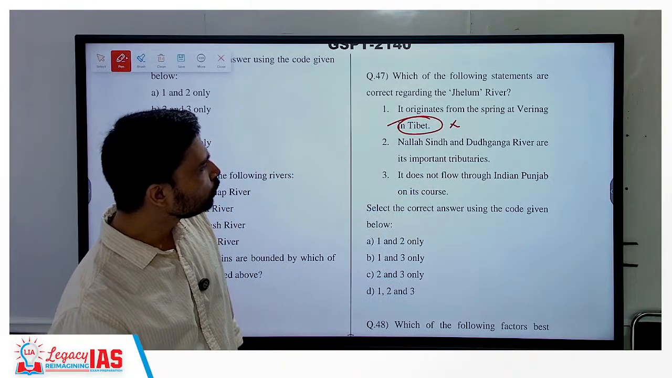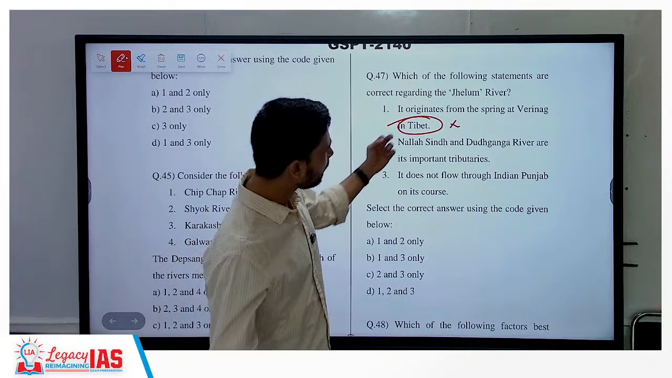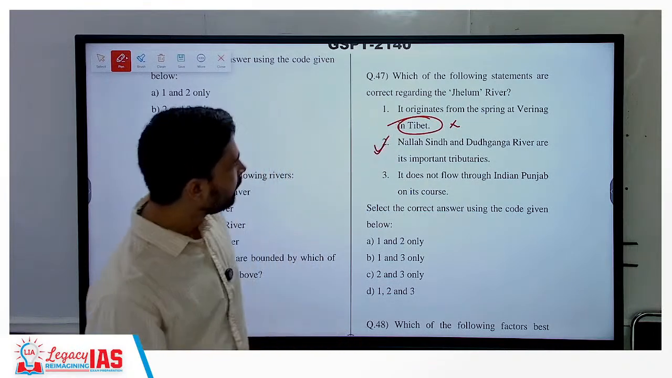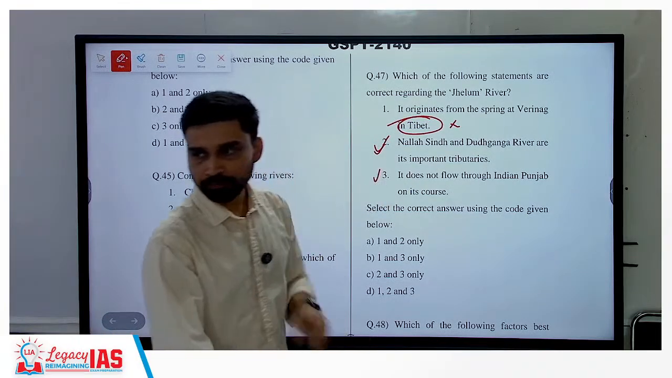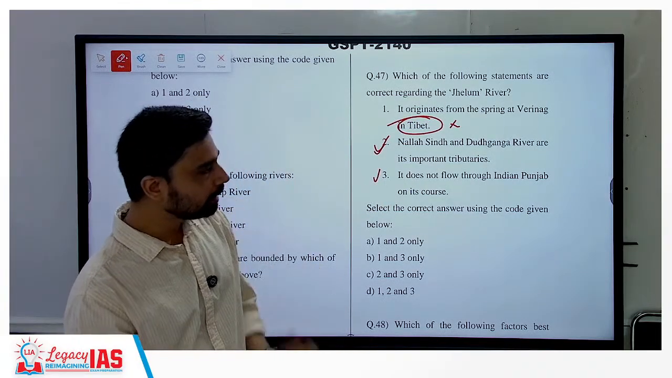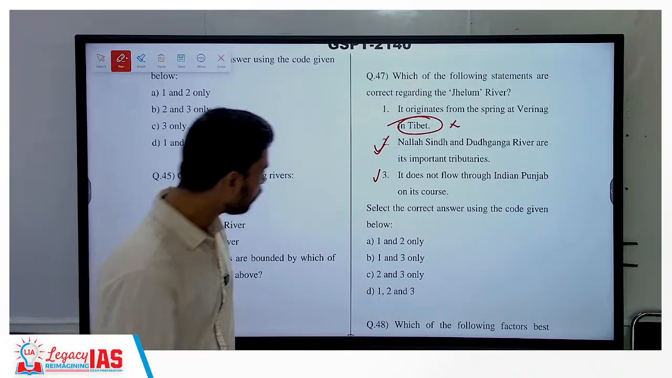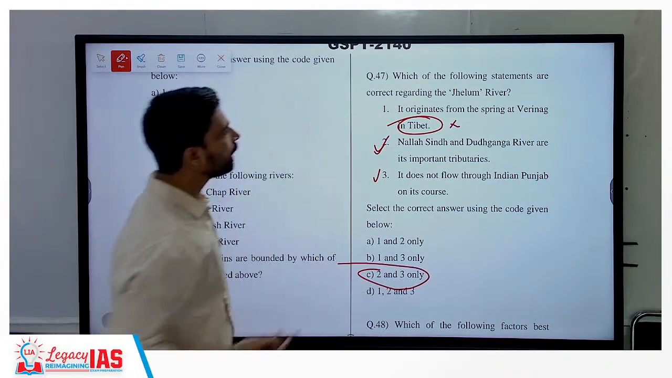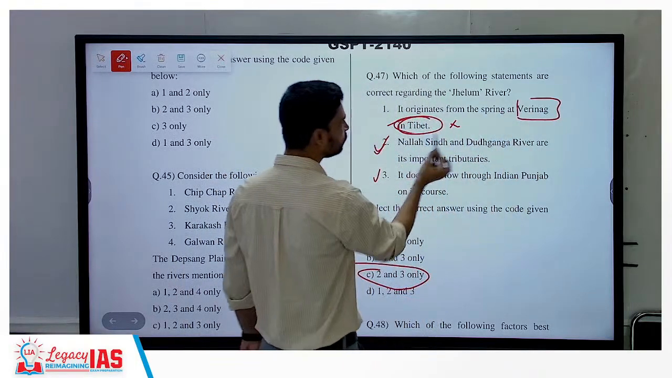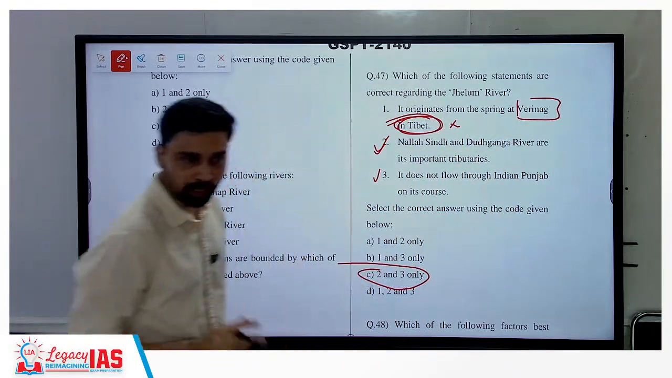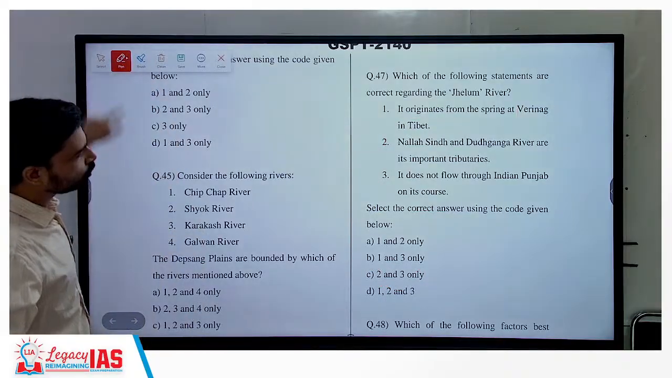Nala Sindh and Doodh Ganga are important tributaries. In Pakistan, you have Nala Sindh, Doodh Ganga. It does not flow through Indian Punjab in its course. This is also correct. It only flows through Jammu and Kashmir, then it enters Pakistan. So, what is the correct option? C. 2 and 3 only. Here see, Verinag is right, but you have to focus on what? Tibet. Verinag lake is in Jammu and Kashmir, not in Tibet. So, 2 and 3 only.